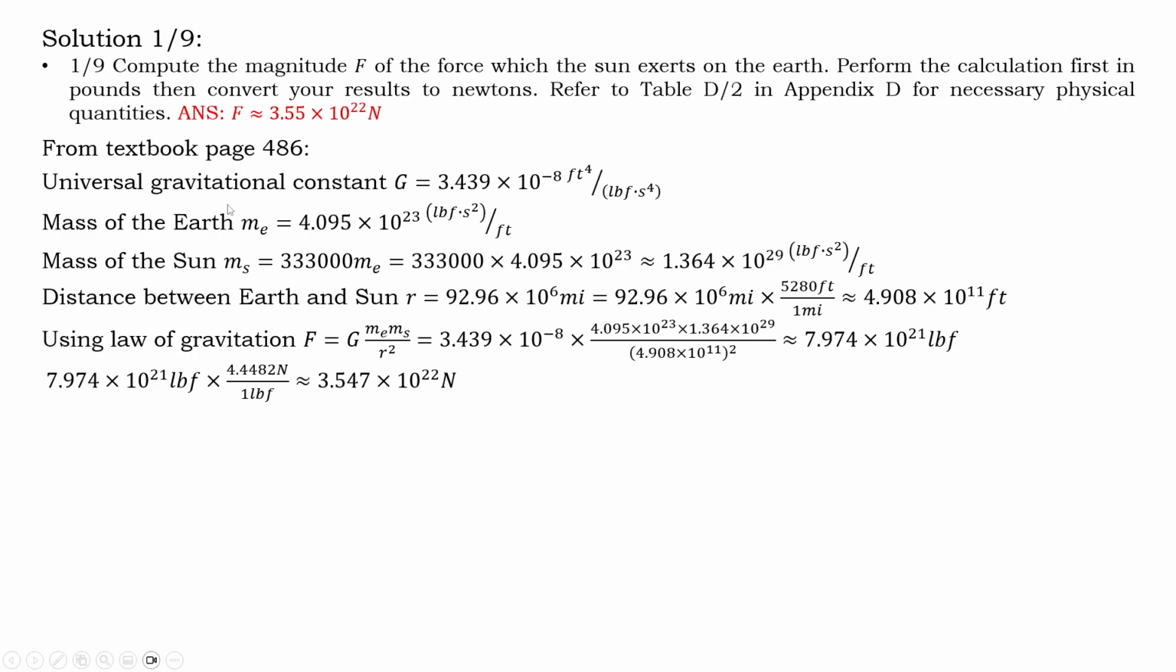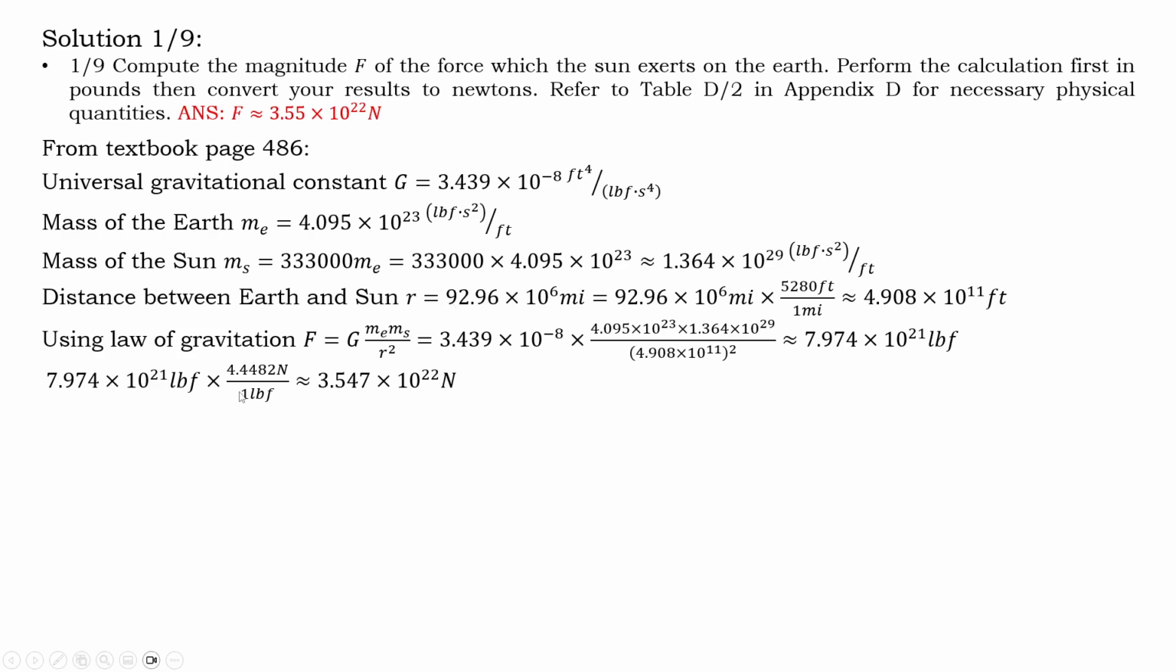So we need to know the universal gravitational constant, which is G. You can find it in the appendix. The mass of the Earth is this value, and the mass of the Sun is this value. So we need to find these three values first. The distance between the Earth and the Sun is equal to this value.